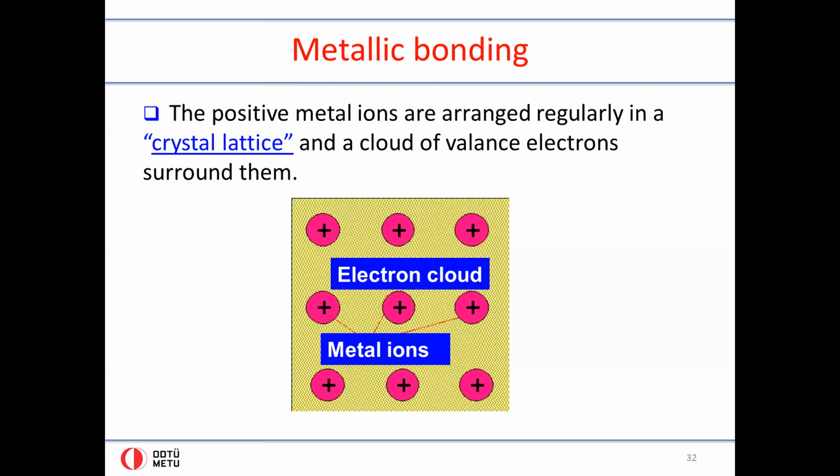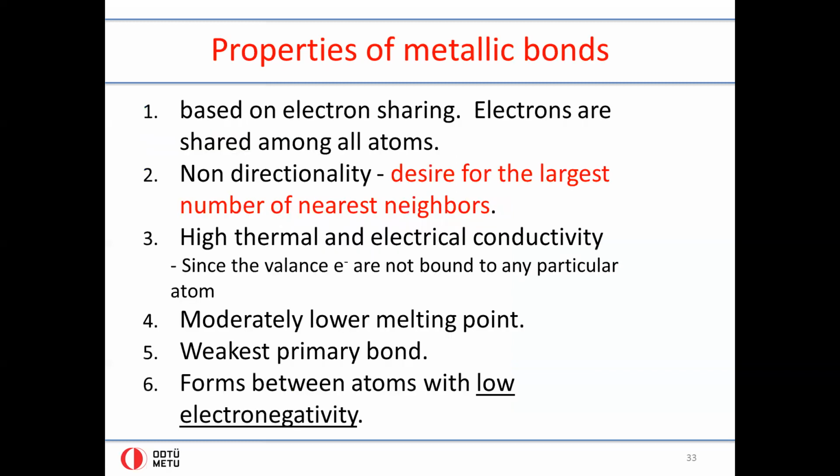And a part of the class discusses later, in a few weeks, the different ways in which ions can organize themselves to form the atomic level structure in different metals of different elements. So then when you look at the properties of metallic bonds, it's based on electron sharing, but the sharing is among all atoms, not just the two atoms sharing one electron or two electrons.